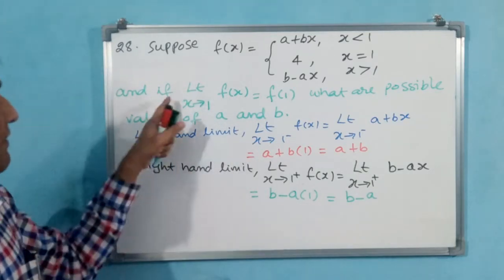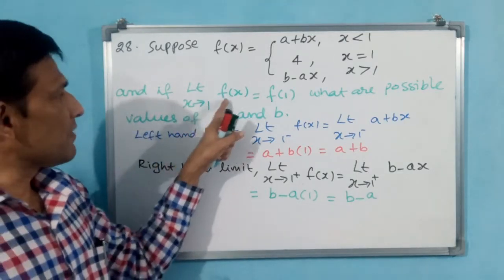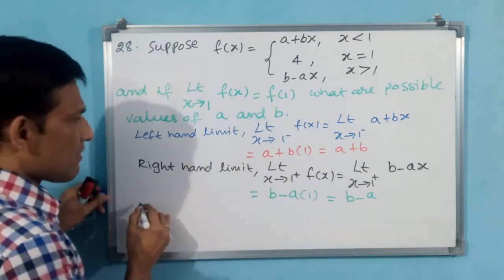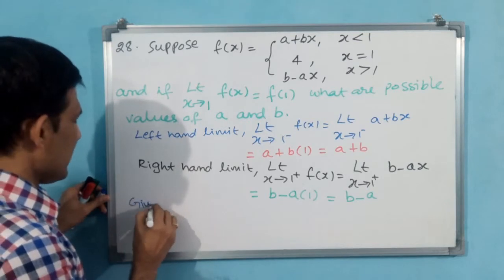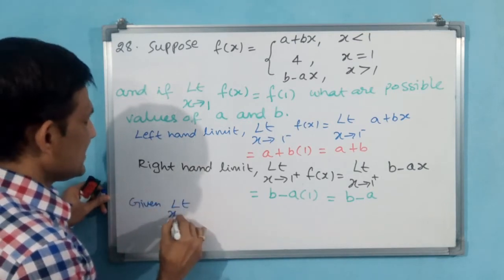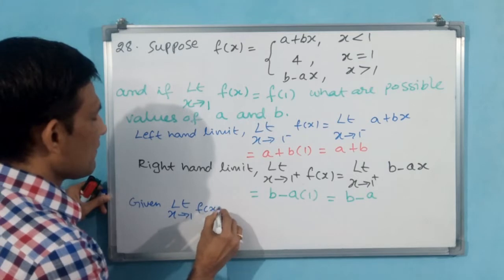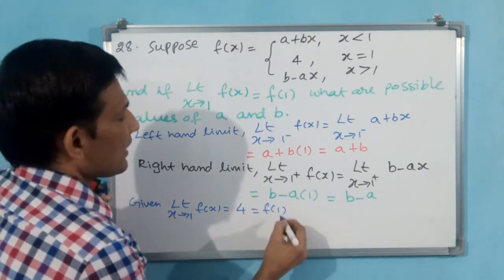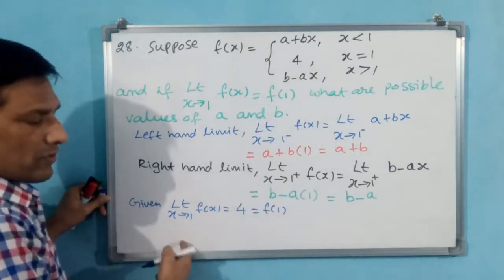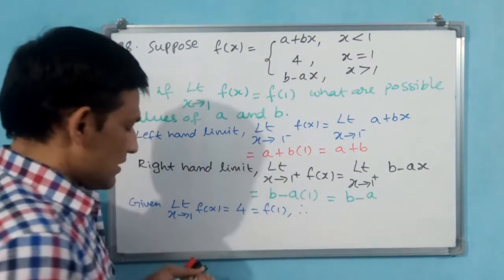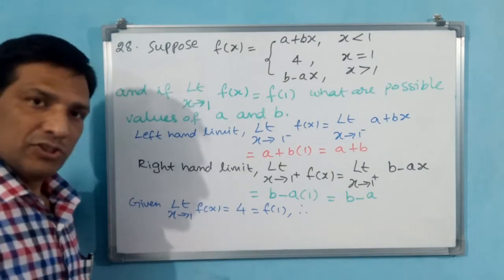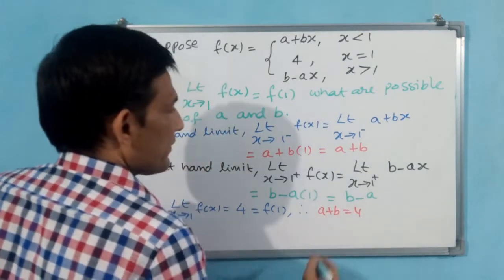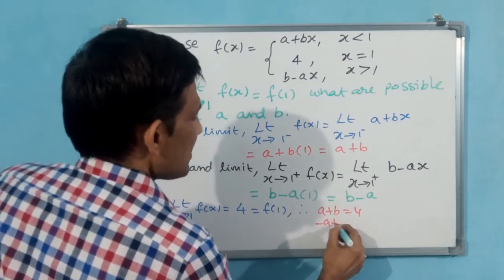Now you write, given limit x tends to 1, f of x is equal to f of 1. Write down. See what I am writing. Given limit x tends to 1, f of x is equal to 4, that is equal to f of 1. Directly I have written 4. Therefore, now you write all this. These 2 equations you have to write now. A plus b is equal to 4, minus a plus b is equal to 4.